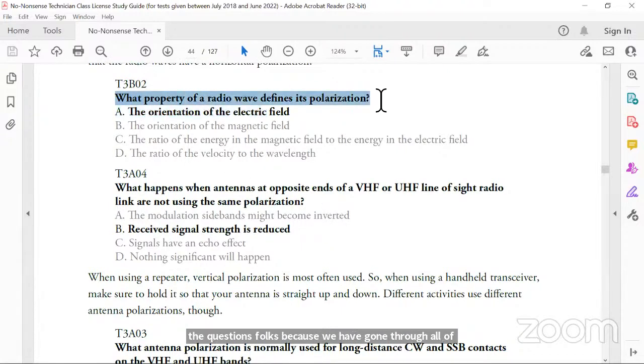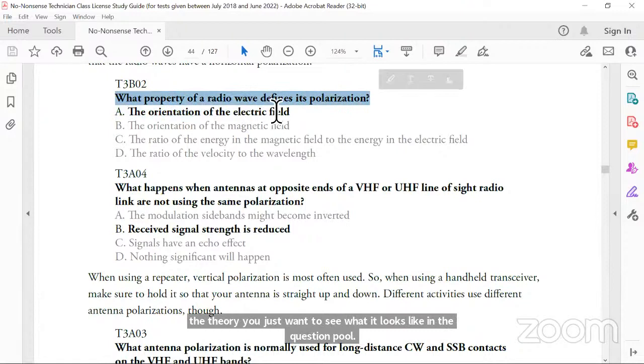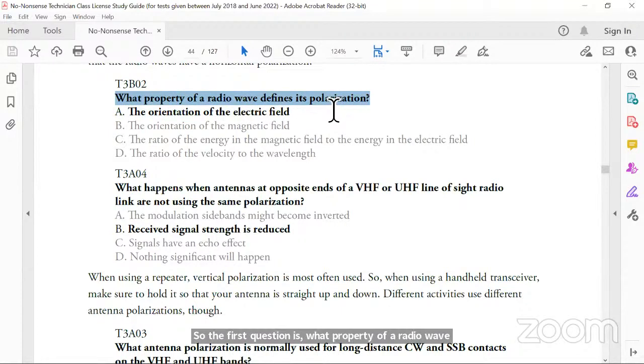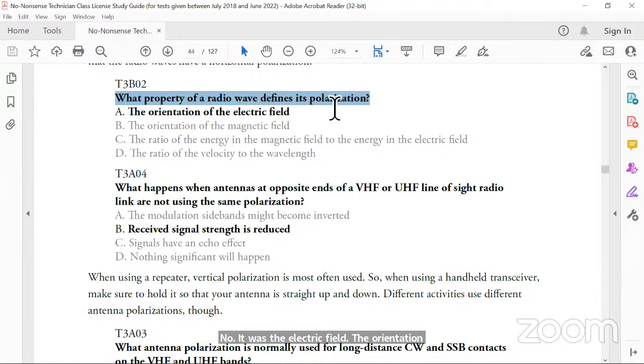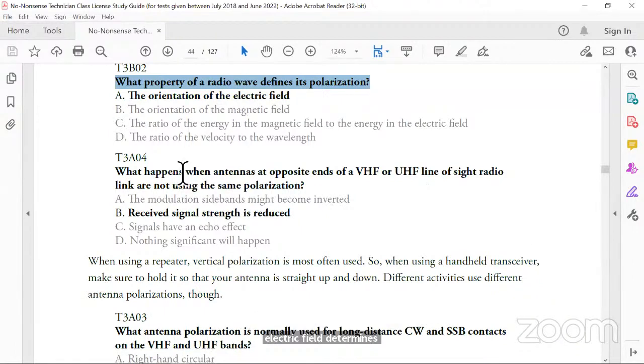So the first question is, what property of a radio wave defines its polarization? So you may recall we talked about one of the fields defining it. Was it the magnetic field? No, it was the electric field. So the orientation of the electric field determines what the polarization of the radio wave is, whether it's horizontal or vertical or something else.